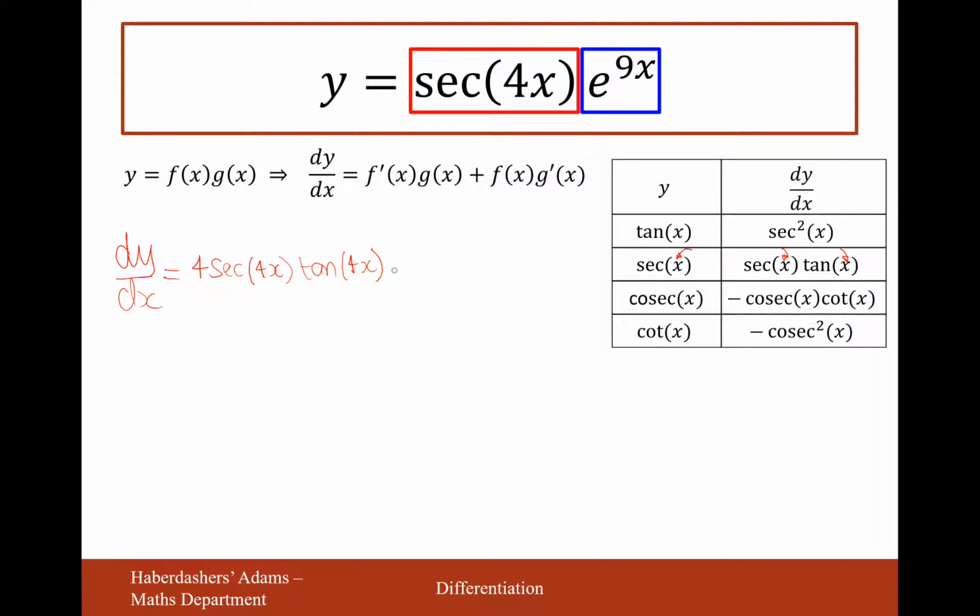Multiplied by g of x, that's e to the 9x. And then this is going to be plus the original f function, sec 4x. And then it's going to be the derivative of the g function, that will make it 9 e to the 9x. And that's the answer to this question then. So it was helpful seeing how we differentiate sec 4x. The 4 pops out to the front, but also is involved in both of the angles in sec and tan. Let's move on to the next one.